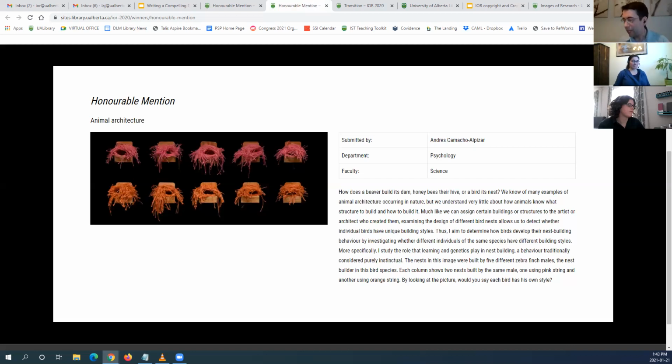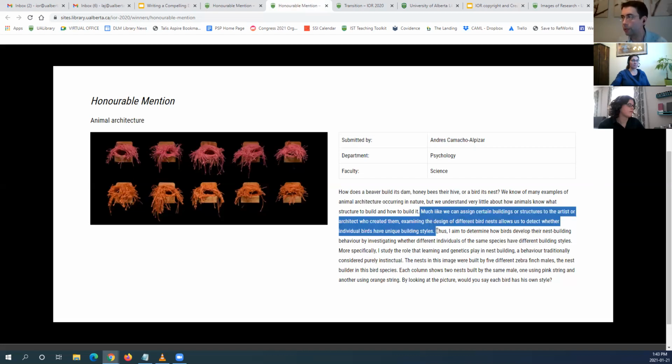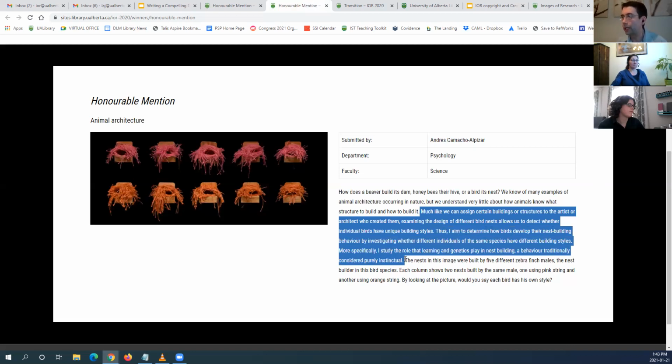Then if we move on to the next unit, I would say that it probably goes from sentence 3, much like we can assign certain buildings or structures to the artist and architect who created them, all the way down to the sentence that says, more specifically, I study the role that learning and genetics play in nest building, a behavior traditionally considered purely instinctual. So what the author has done is move on to a narrower, more specific focus on his own research objectives.